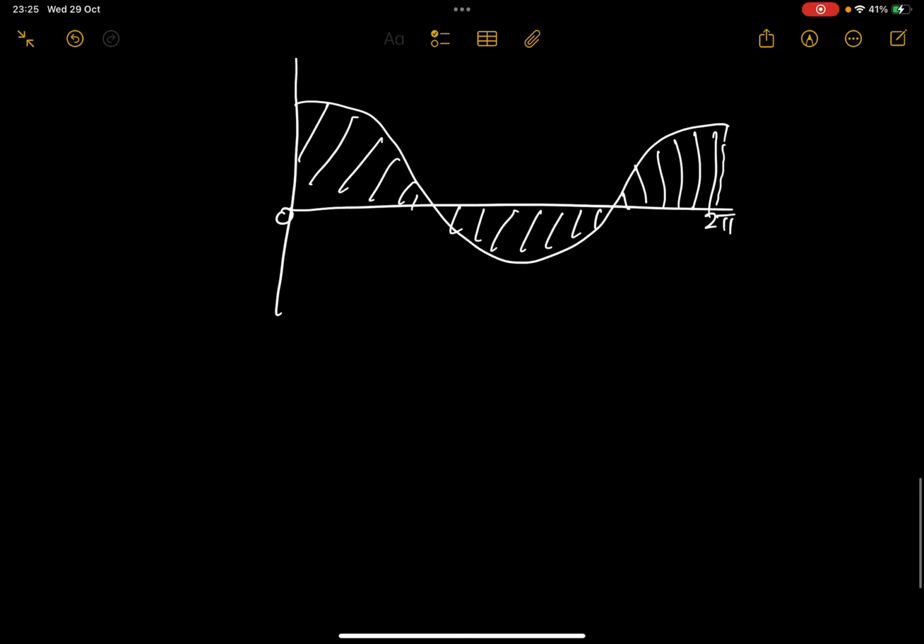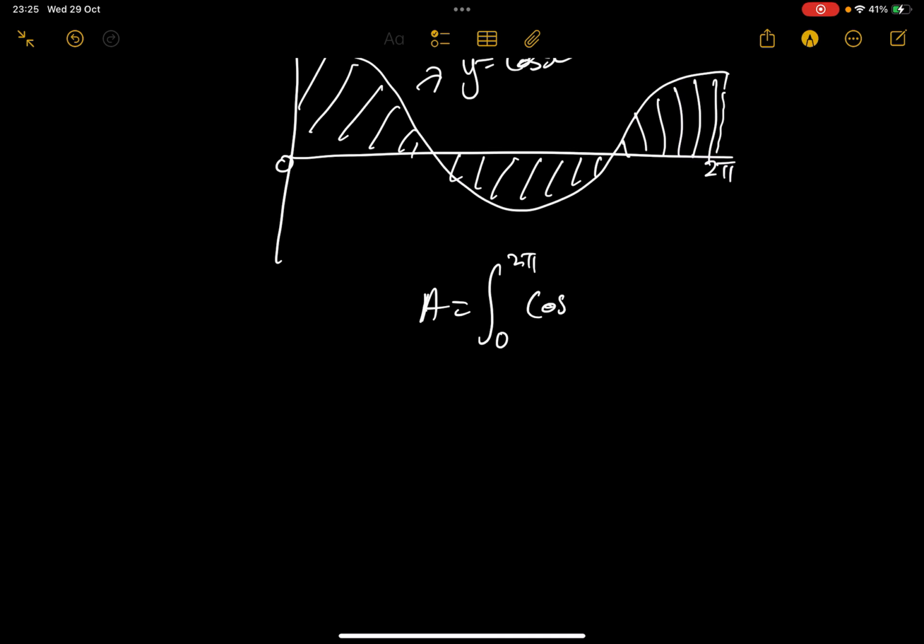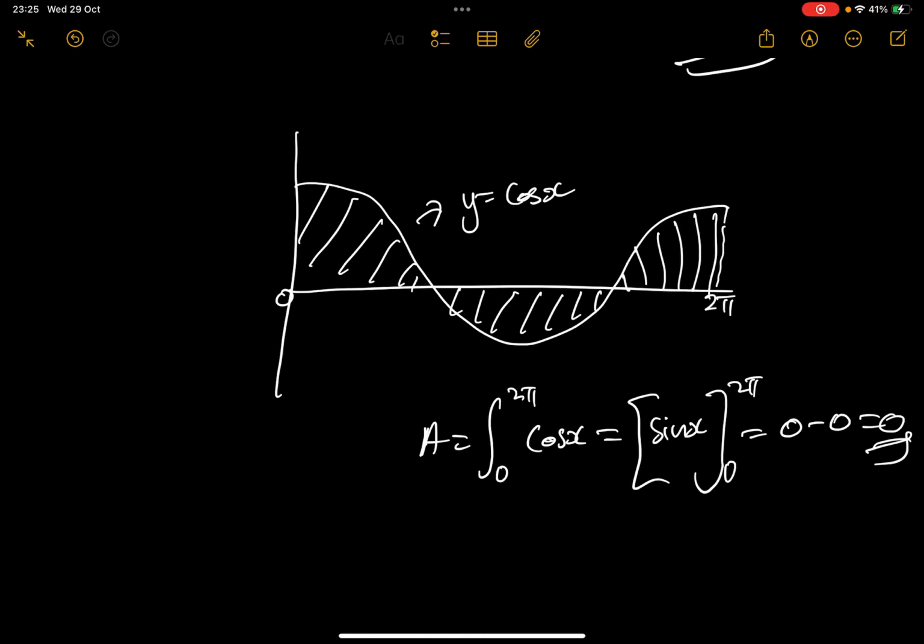But you cannot just integrate, because if you say your area is equal to the integral from 0 to 2 pi of cos x dx, you're going to get sine of x, from 0 to 2 pi, and that will be 0 minus 0, which is equal to 0. But you can't tell me that this area is 0, so that's wrong. So how do you do this one?